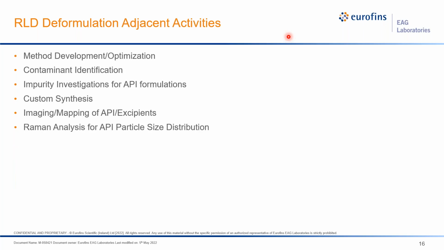So not only do we do deformulations, we do method development and optimization. We do contaminant identification, like I talked about, spots on tablets. We can do impurity investigation, so think of degradation studies of APIs. We have a whole synthesis group to do custom synthesis. We can do imaging and mapping of excipients in tablets and other formulations. And we can also do particle size distribution of APIs and other materials if needed. So a lot of really cool things going on, and we're going to go through a couple of these right now.